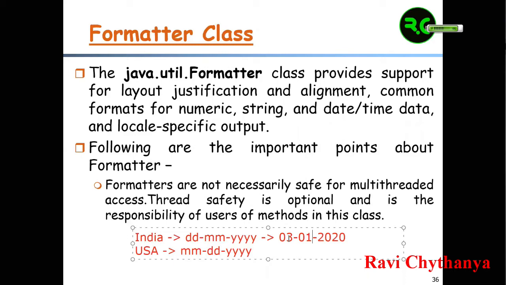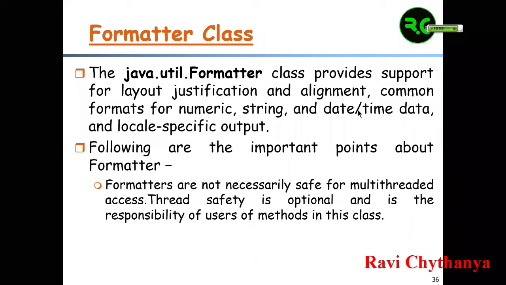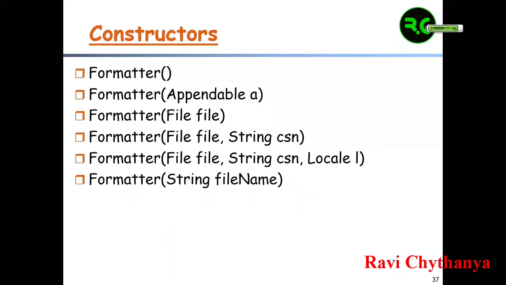So Java provides us with the Formatter class, which lets us use a format to print numeric values, strings, or date and time data as locale-specific output. The important points we need to remember: first, formatters are not necessarily safe for multi-threaded access. You should never use the formatter for multi-threaded operations. Thread safety is optional and is the responsibility of the users of the methods in this class. So it is the sole responsibility of the developers who use them in a multi-threaded environment.